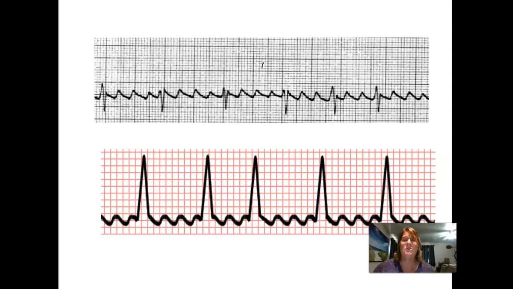And you can have a bundle branch block with any of your atrial rhythms. If you had a bundle branch block when they were sinus, you're going to have a bundle branch block now that they're atrial.